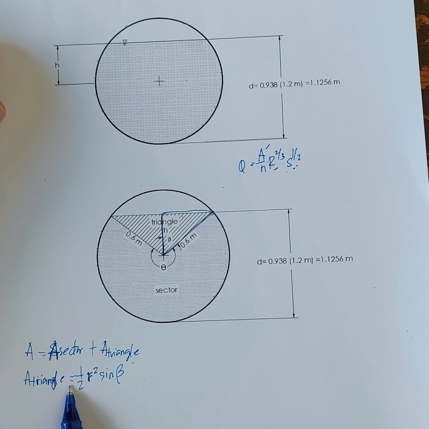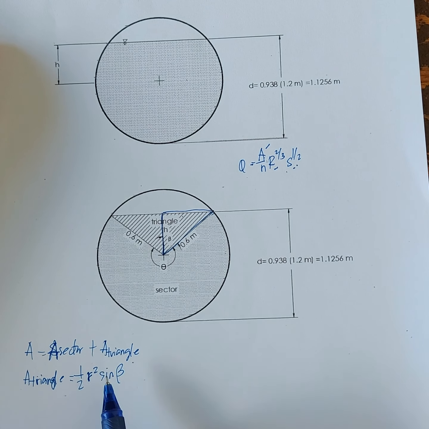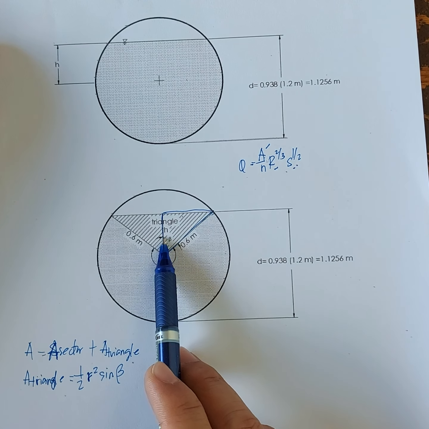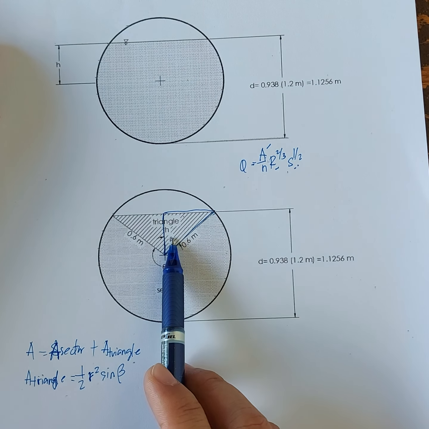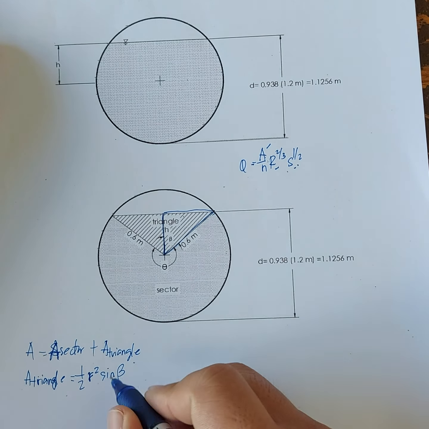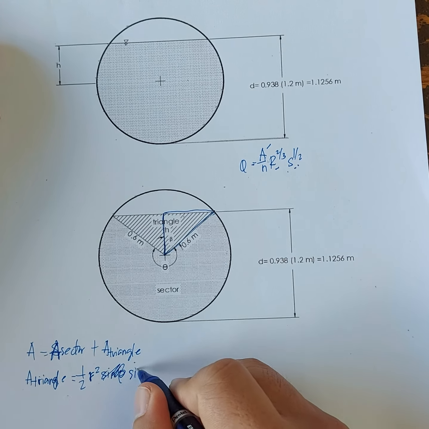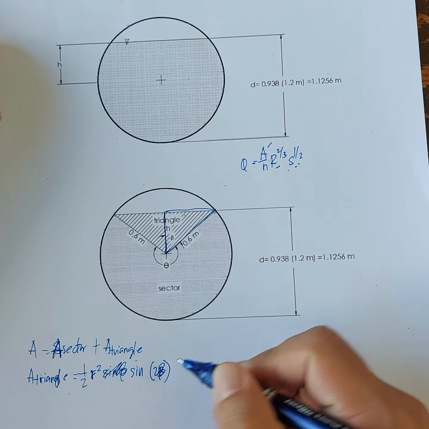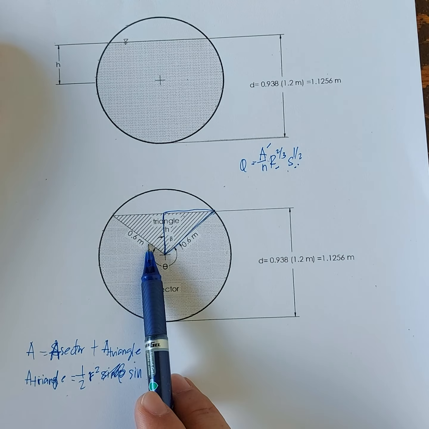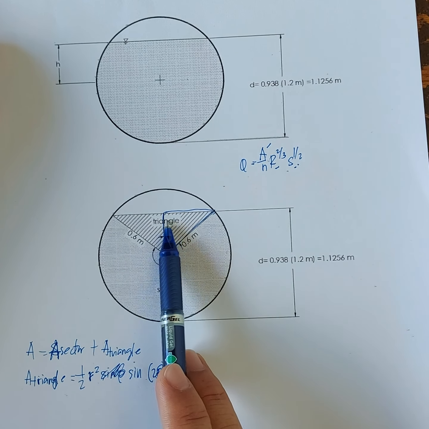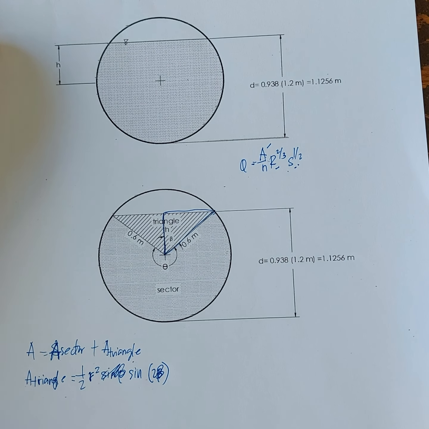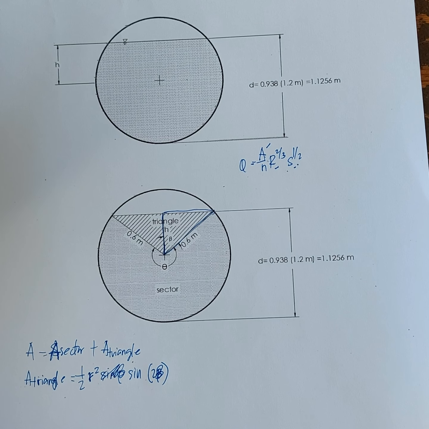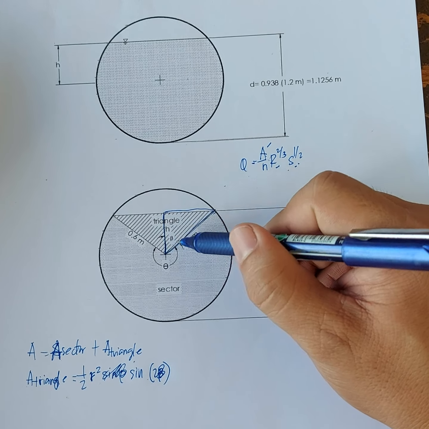Let's first solve for the area of the triangle. The area of a triangle is equal to 1/2 r squared sine of twice our angle, that is sine of 2 beta, twice the angle beta. That gives us the whole area of this triangle. But first, we need to solve for the angle beta. How do we solve for the angle beta?